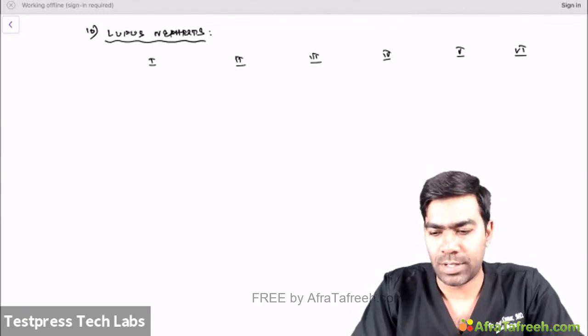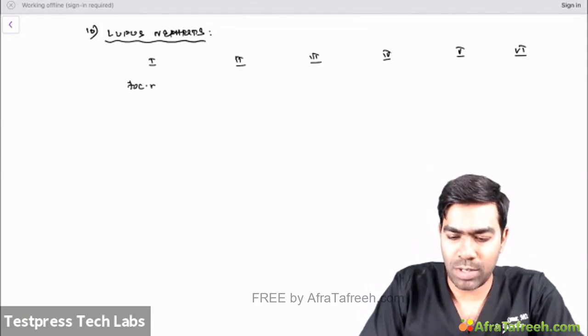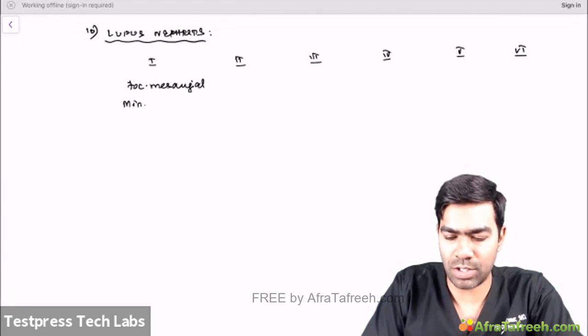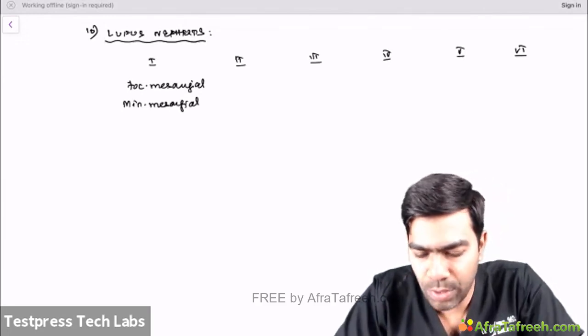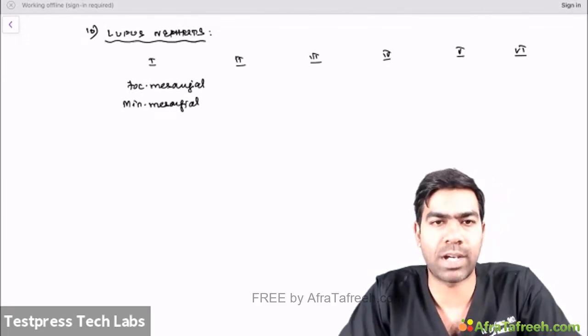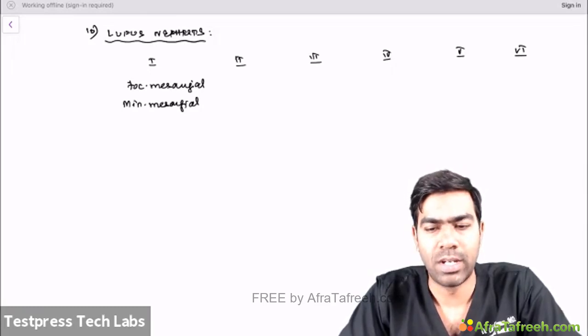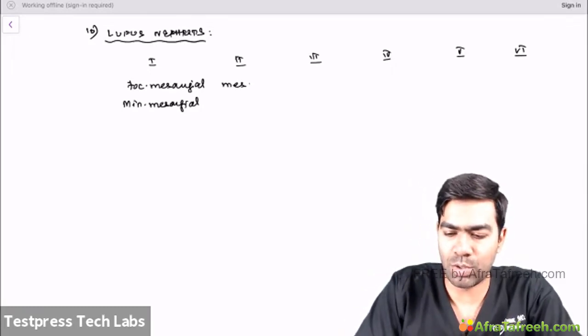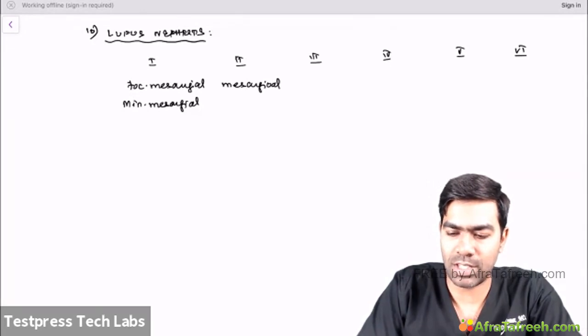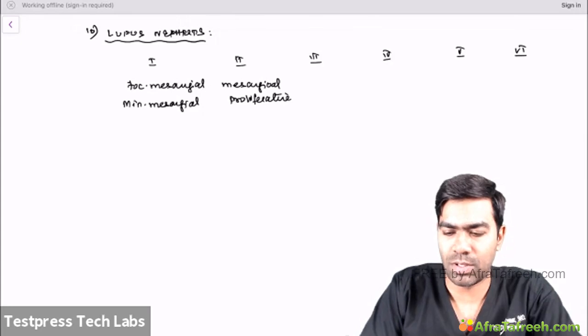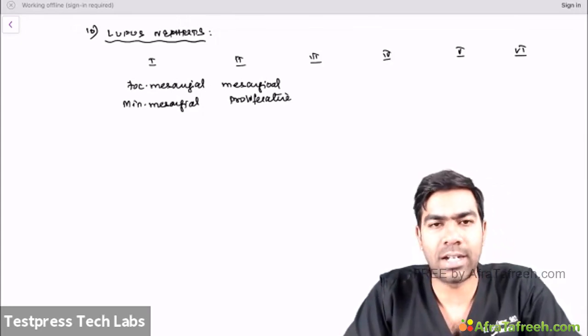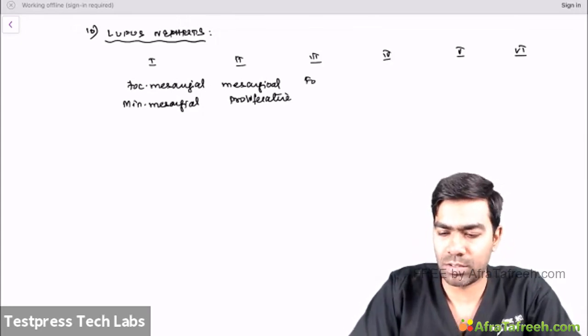The first class we call either focal mesangial, that's the old name, and the new name for that is minimal mesangial. First, let us see the names. The first one is called focal mesangial, or the current name, minimal mesangial. And class 2 we call mesangioproliferative or mesangial proliferative. That is class 2. And class 3 we call a focal proliferative type.